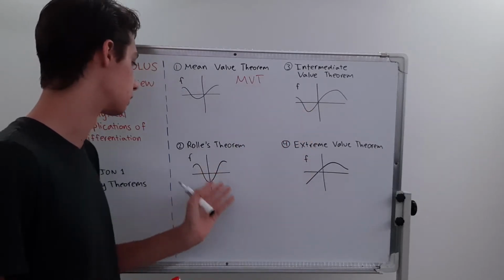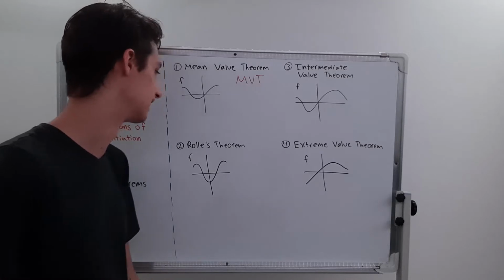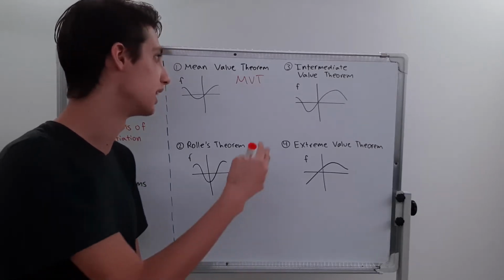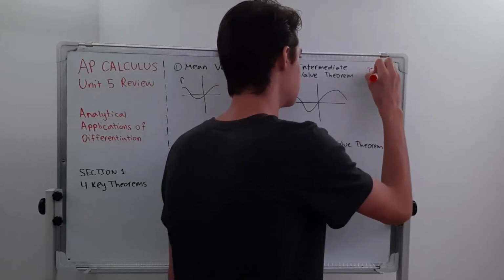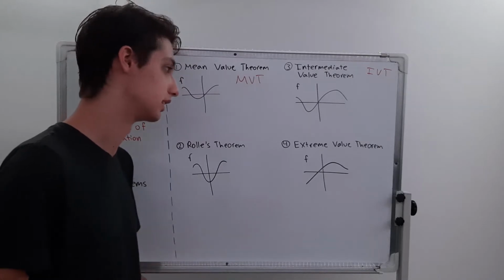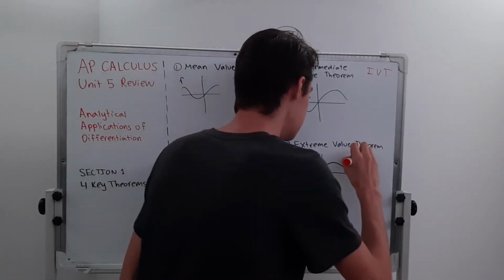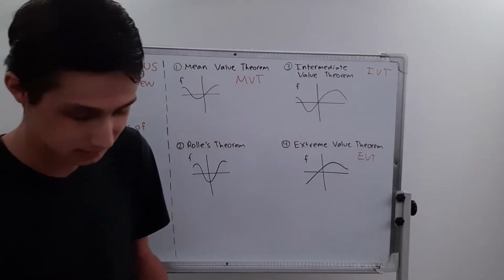Then we've got Rolle's theorem. This doesn't really have any sort of abbreviation. But then we have the intermediate value theorem. This is typically IVT. That's a common way you'll see that. And then we have the extreme value theorem, EVT. And these names should make sense once I discuss them.